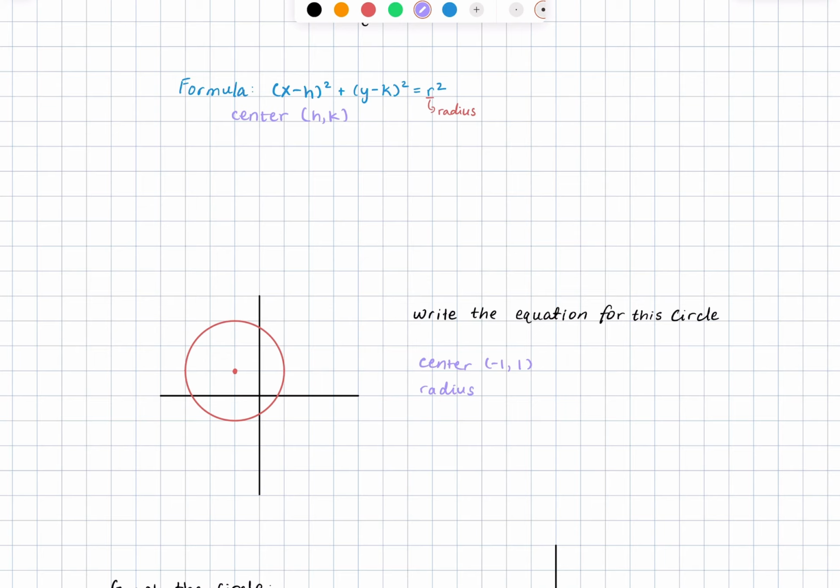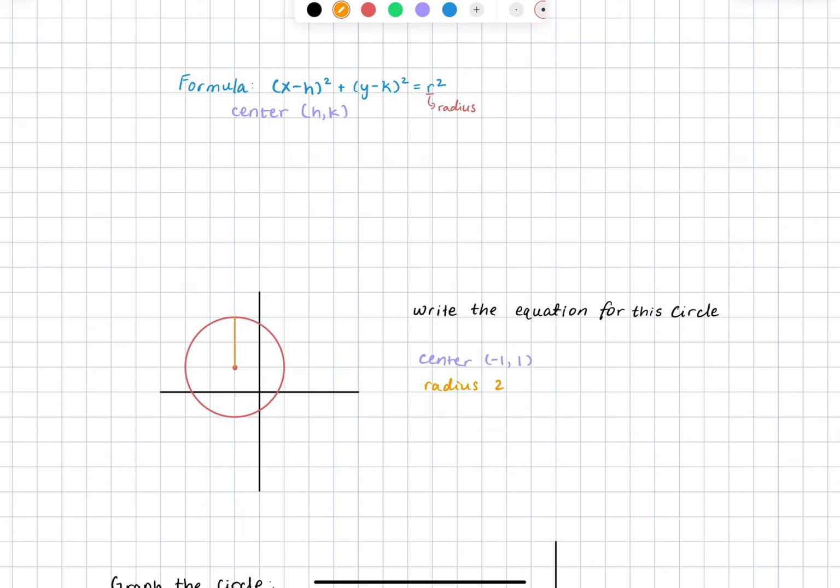I'm going to use a different color for the radius. So I'm just going to count from the center: 1, 2. So we're 2 away, so the radius is 2. And that's all I need to write my equation for this circle.